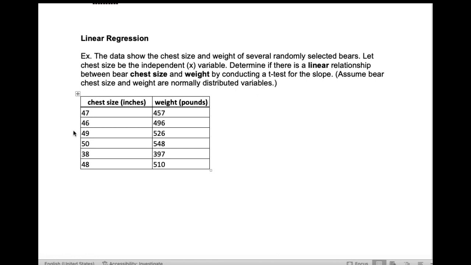So if we look at the data in the table, we can see that there were 6 bears. And for each bear, we have 2 quantitative measurements. So for the first bear, the chest size of the bear was 47 inches. And for that same bear, the bear weighed 457 pounds. And for the second bear, the chest size was 46 inches, and that same second bear weighed 496 pounds.